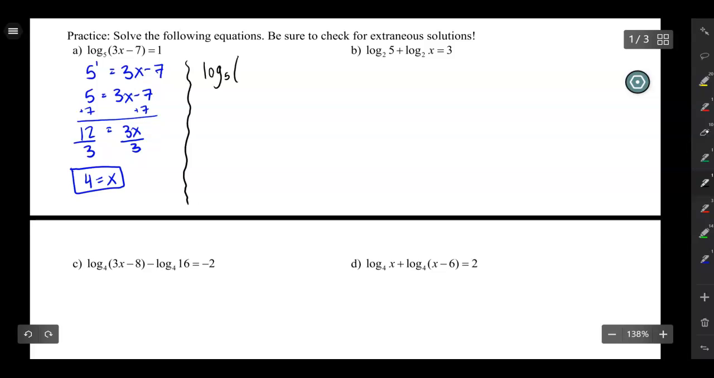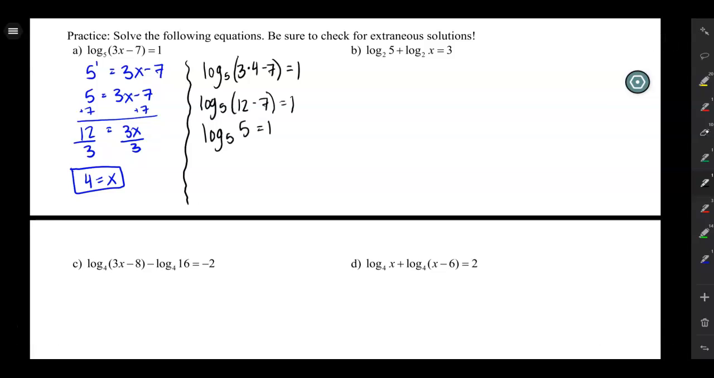So I'm going to have log base 5 of 3 times 4 minus 7 is equal to 1. Then I'm just going to simplify. So 3 times 4 is 12. 12 minus 7. Inside the logs, I have log base 5 of 5 is equal to 1. Since this 5 is positive, since I didn't get any negatives inside the log, it means that 4 is not an extraneous solution. This is also a good way to check your work.